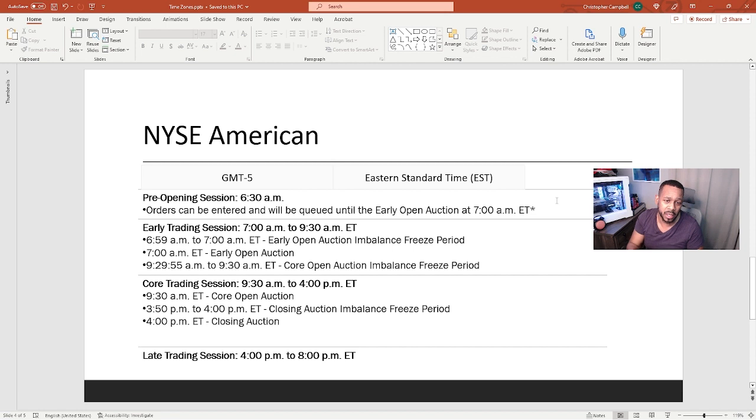To 9:30 a.m. But their main trading session is from 9:30 a.m. to 4 o'clock p.m. Then they have a late one from 4 p.m. to 8 p.m. So just be mainly aware that the core trading session is 9:30 a.m. to 4 o'clock p.m. Those are the super high volume times. They do trade outside of those times, but the volume isn't high.